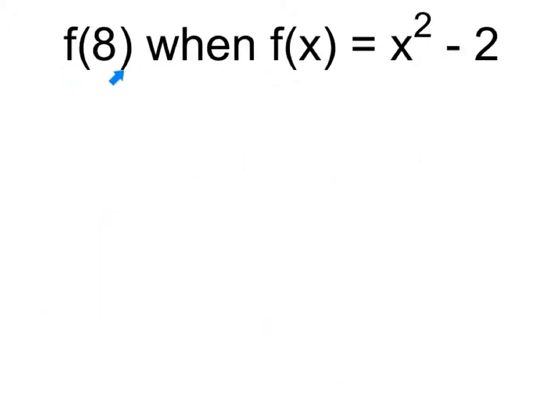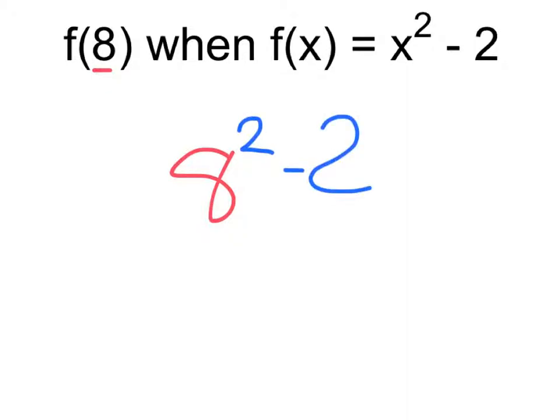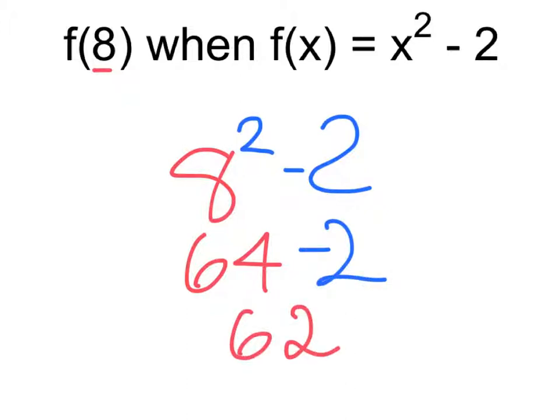Here we have the function of 8 when the function of x equals x squared minus 2. We're going to take this 8 and pop it right on in there. So let's try that right now. So I'm going to write 8 squared minus 2. I know 8 squared is going to give us 64 minus 2. And 64 minus 2 is going to give us 62. So this is our y coordinate.